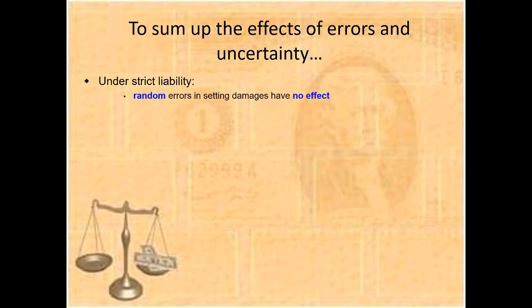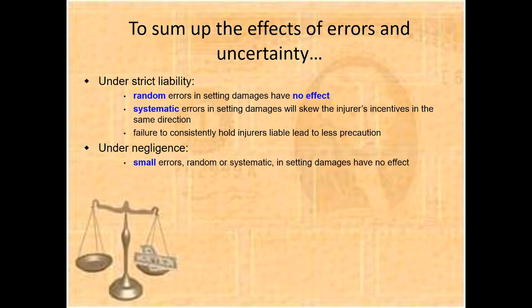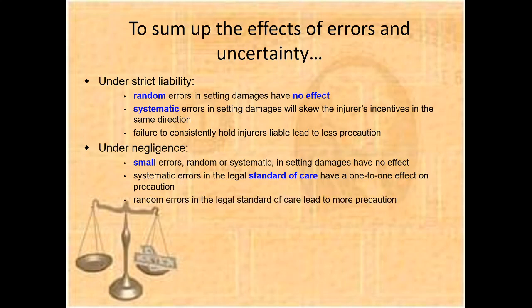Under strict liability, random errors in setting damages have no effect. Alright? But systematic errors in setting damages will skew the injurer's incentive in the same direction. Failure to consistently hold injurers liable leads to less precaution. Under a negligence rule, small errors, random or systematic, in setting damages have no effect. Systematic error in the legal standard of care has a one-to-one effect on precaution. Random errors in the legal standard of care lead to more precaution.